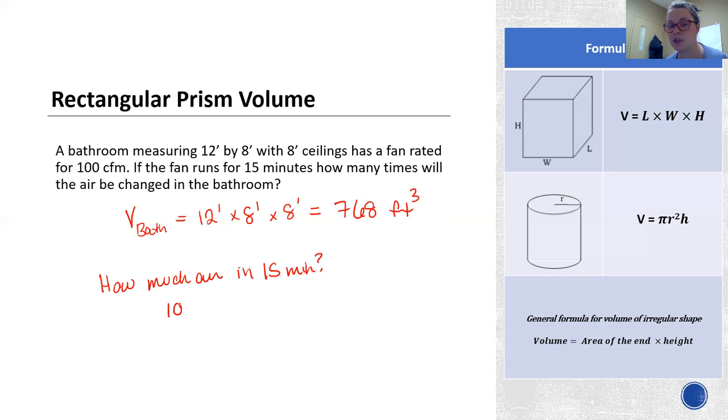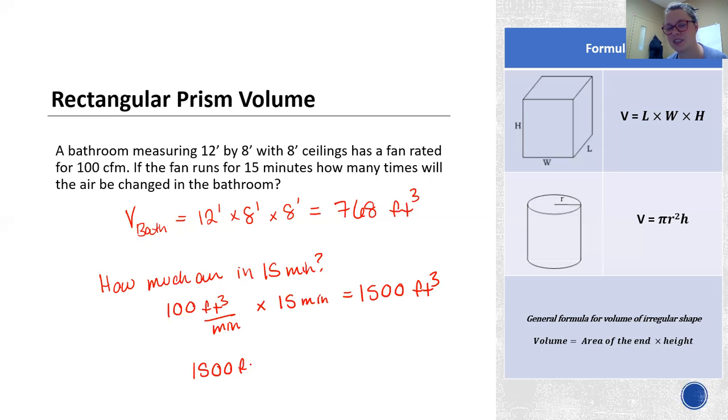Well, it moves 100 cubic feet per minute. Just another way of writing CFM. Times 15 minutes means we're moving 1,500 cubic feet. Okay, we can move 1,500 cubic feet in 15 minutes. Well, how many bathrooms fit inside of that?